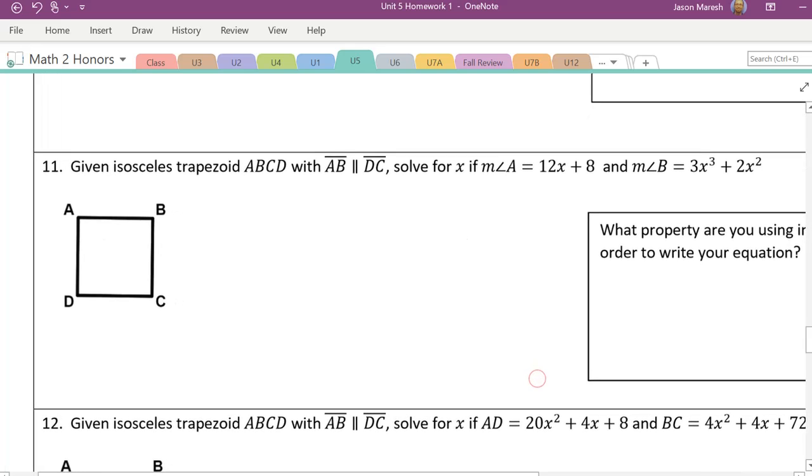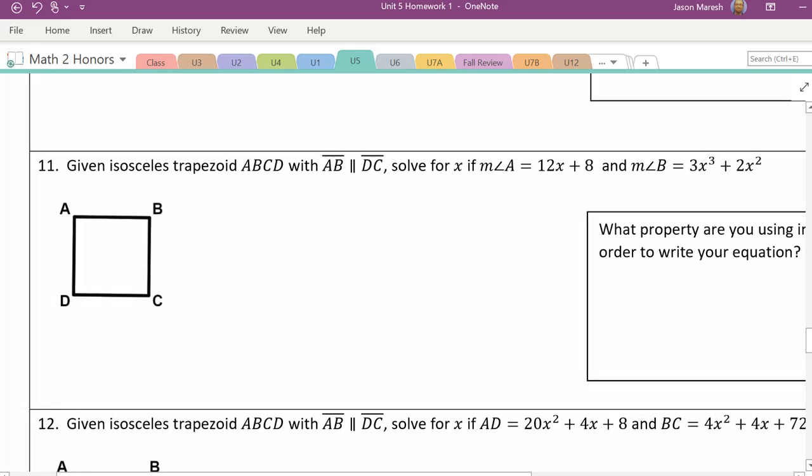Next one I want to look at is number 11. We have an isosceles trapezoid ABCD, with AB parallel to DC. So I'm going to draw symbols for AB being parallel to DC, and because it's an isosceles trapezoid, I know that by definition the legs will be congruent. So AD will be congruent to BC. Solve for x if the measure of angle A, that angle right there, is given to us as something, and the measure of angle B is something else.